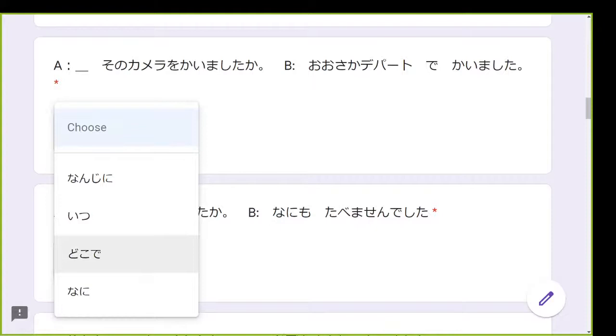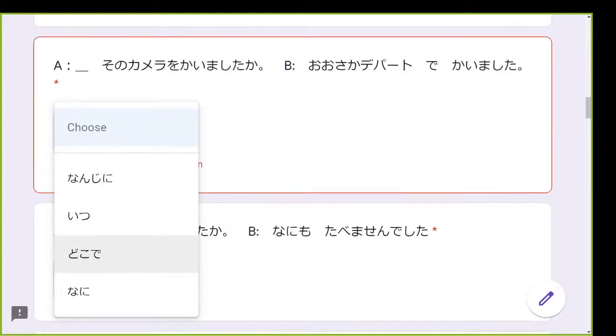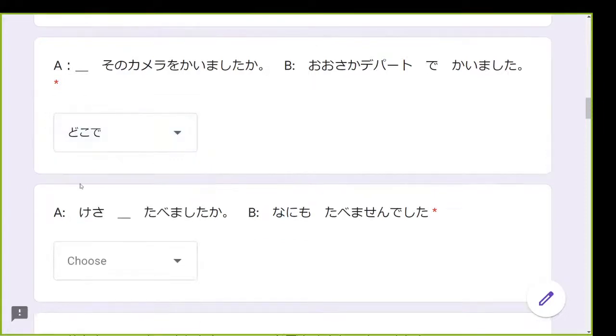はい。そのカメラをどこで買いましたか？大阪デパートで買いました。Okay. どこで. Okay, it becomes a question. Where did you buy that camera? In Osaka department store, I bought it. Okay.